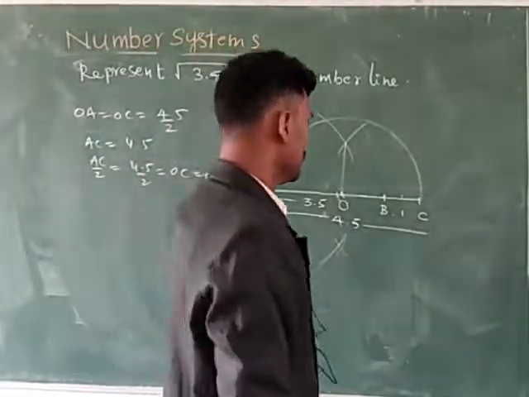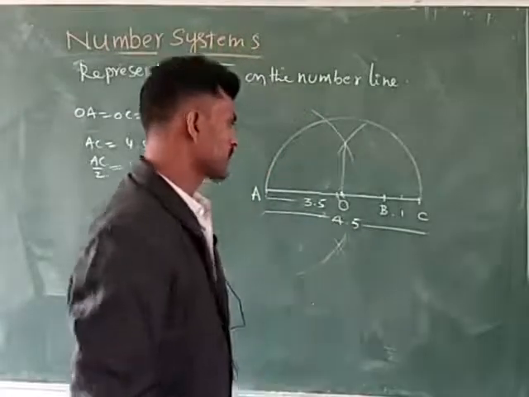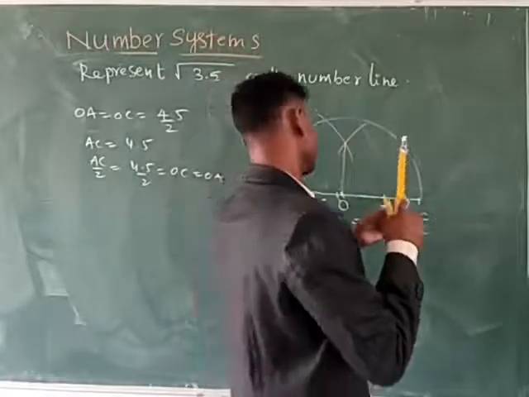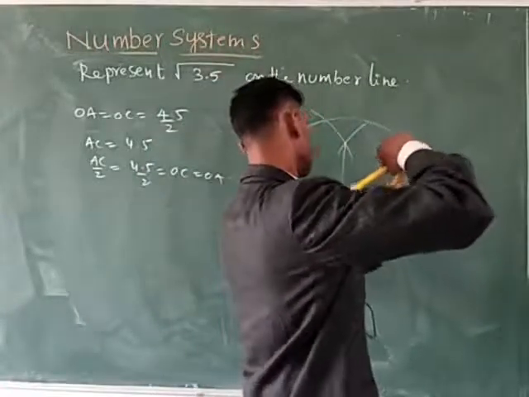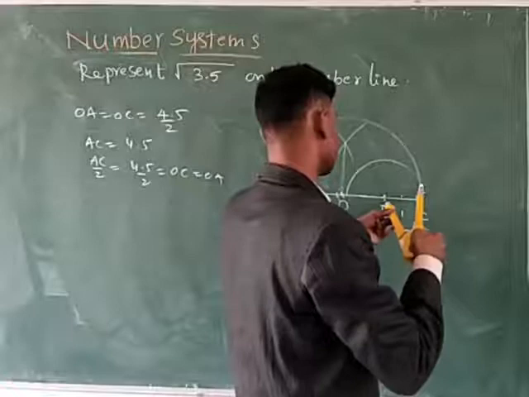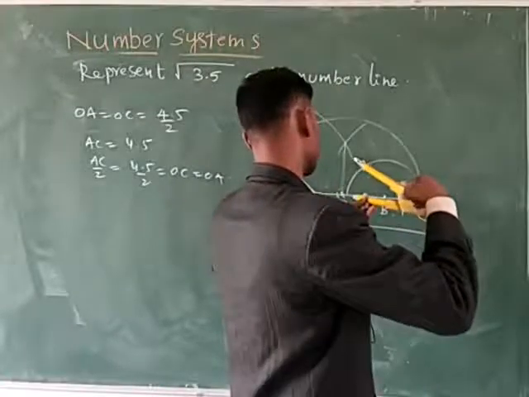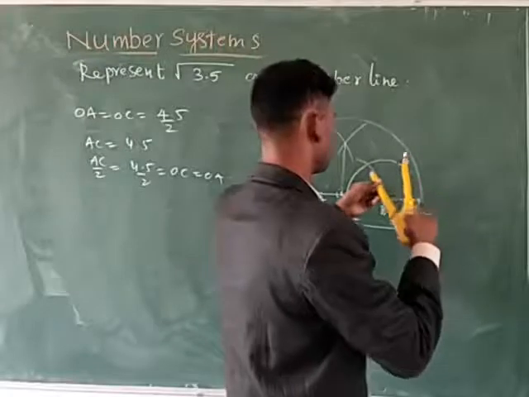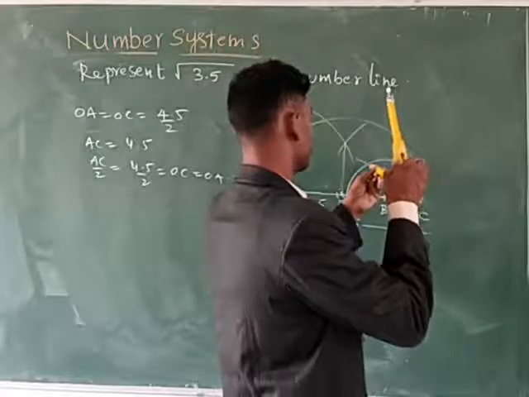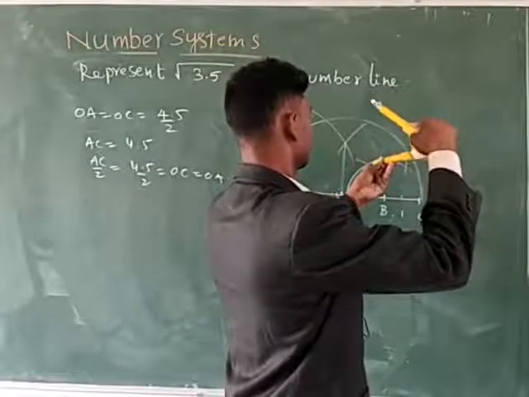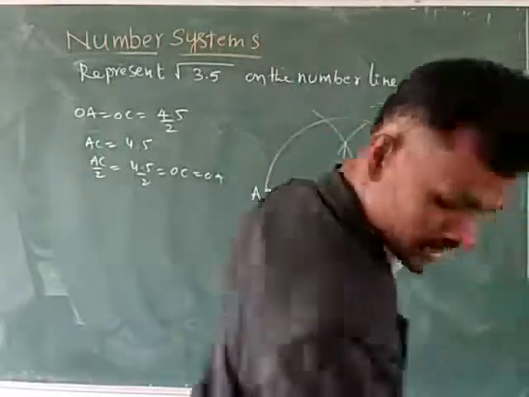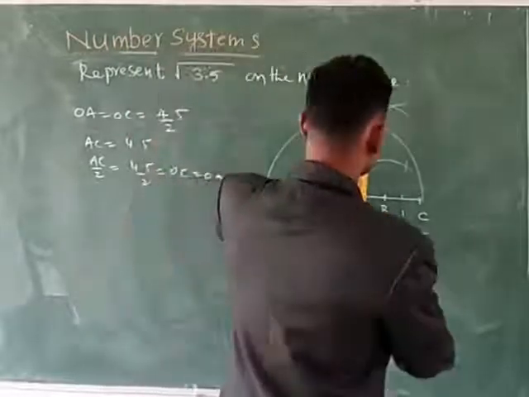Now we have to draw a perpendicular from B. Then you have to draw a semicircle from B, any radius, no problem. You have to draw one semicircle. Now this can be divided into 3 equal parts: 1, 2 and this is 3 already. Now any radius, no problem. You have to draw one more arc, and from this arc you have to draw one more arc. Where those two arcs intersect, you have to join with B.